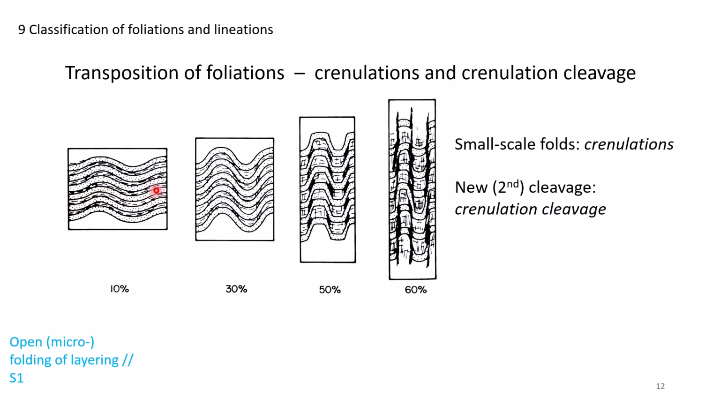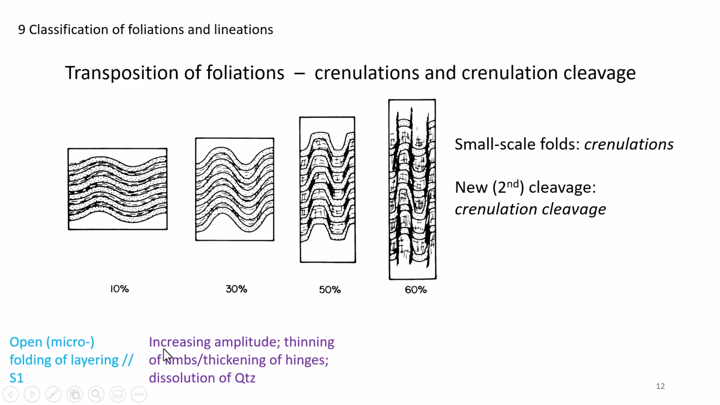domains and microlithons. With increasing lateral shortening, we see that the amplitude of our microfolds is increasing, and we can see that along the limbs, the softer layers, the less competent layers, which would be the cleavage domains, start to thin out and they start to lose all quartz and easily dissolvable material due to dissolution creep. In the hinges, we see increasing thickening of these less competent layers due to ductile flow of material, and the absence of dissolution creep.